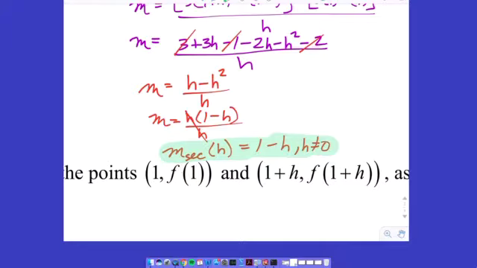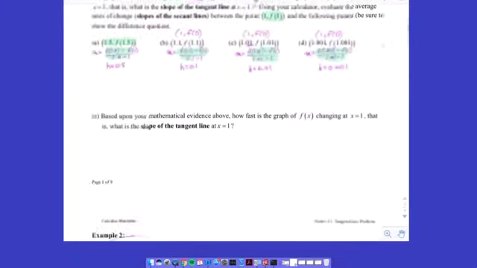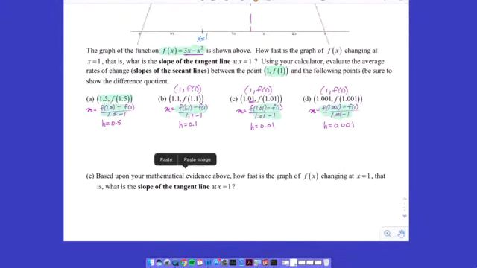So I wrote this in function form. This now is a simple little formula that will give us the slope of the secant line as a function of h between x equals 1 and x equals 1 plus h. So look how easy it's going to be now to compute my difference quotients. Let me copy this and come back up here to example 1. Using this formula now, it's going to be real easy.